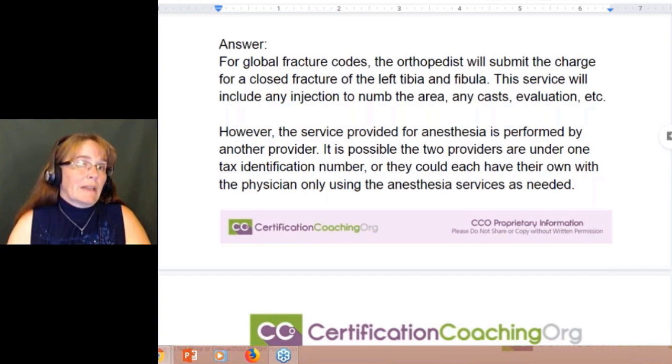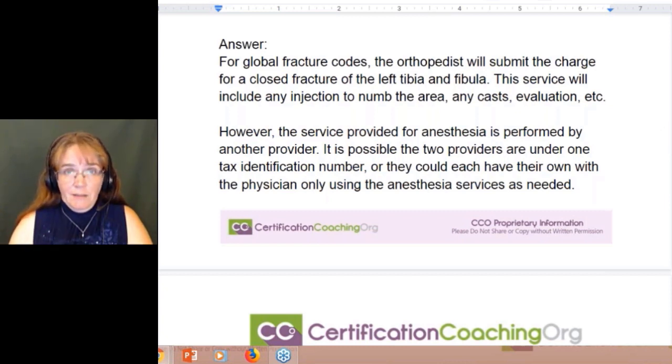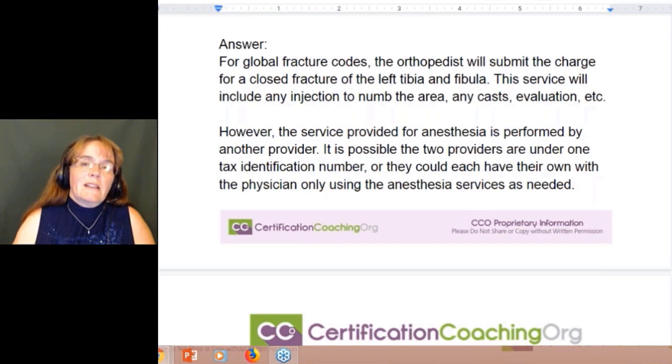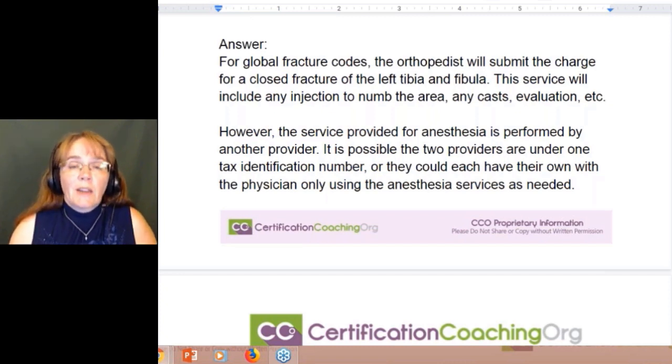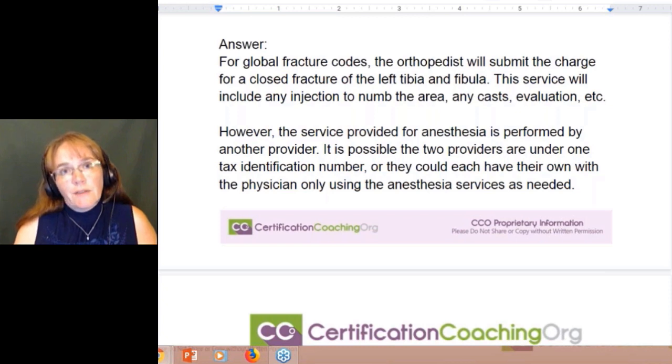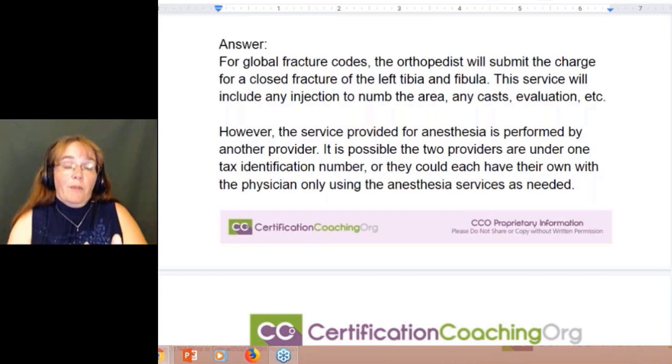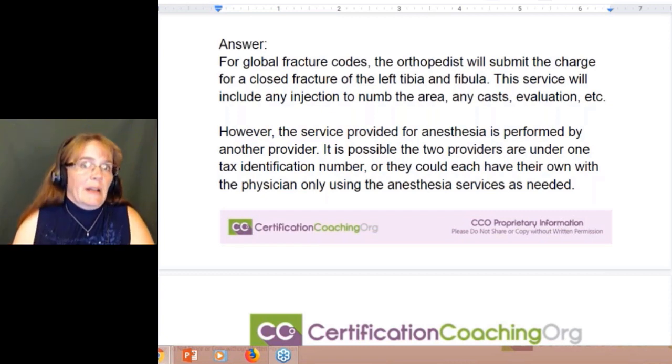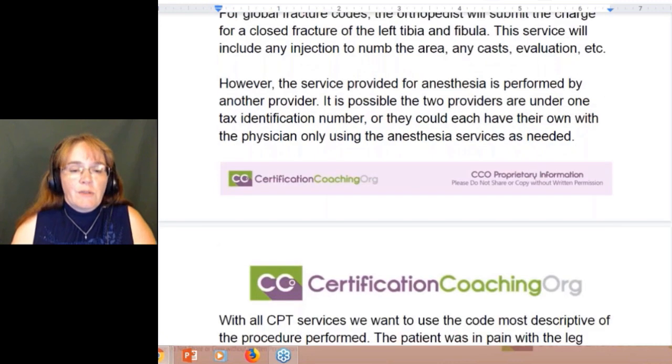This is a little bit different because we're giving anesthesia. We're not giving an injection. Sometimes they do that. They give an injection to numb the area before they try and put it back together. It just depends on the type of patient. Maybe they have some other conditions or something. However, the service provided for anesthesia is being performed by another provider. Now you'll know in some CPT codes, the physician cannot perform the anesthesia themselves. There are some codes that specifically say the anesthesia is provided by somebody else, by an anesthesiologist. So they break some of those codes out.